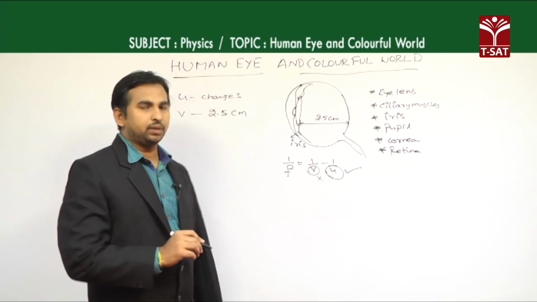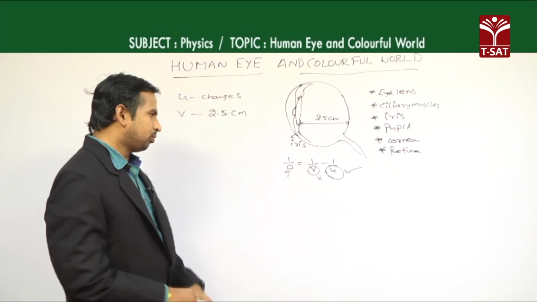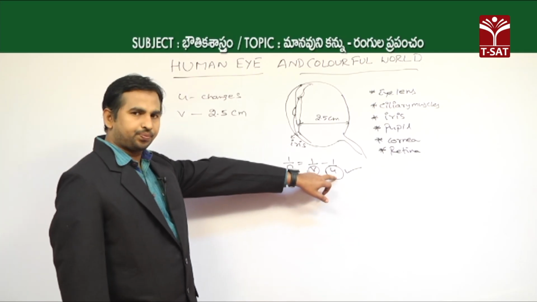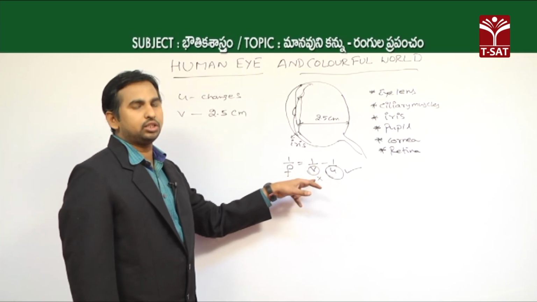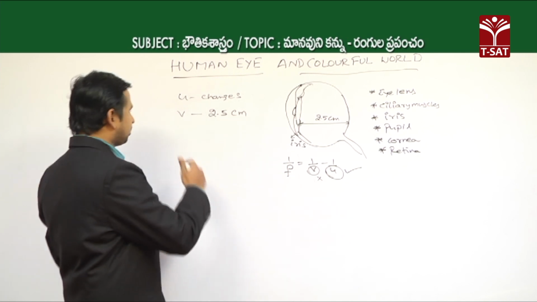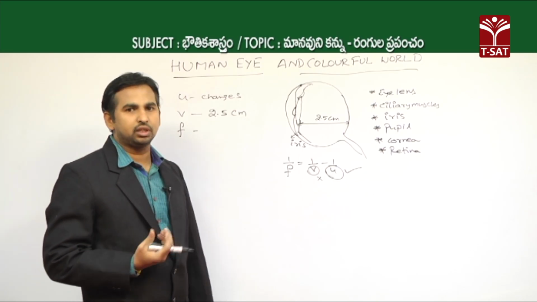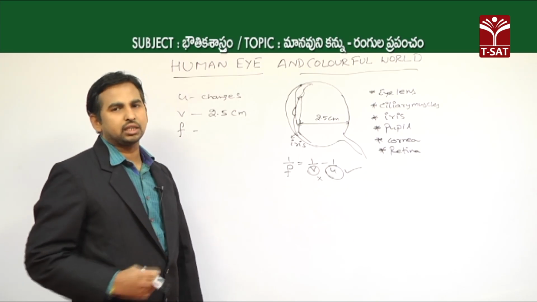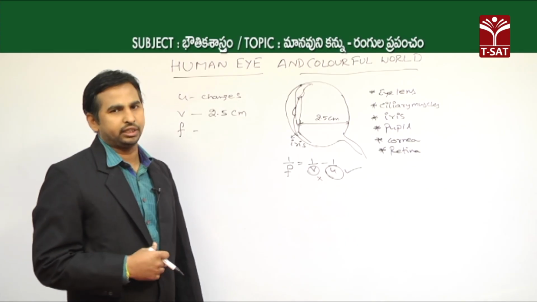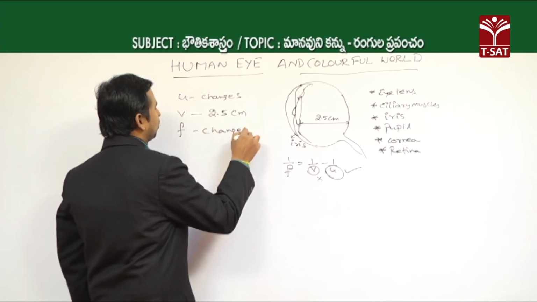So, in the formula 1 by f is equal to 1 by v minus 1 by u, u is changing and v is not changing, it is always fixed. That is why we have to adjust the focal length of the eye lens to see the object clearly, which means that after refraction the light rays have to converge exactly onto the retina. So, we have to change this focal length.